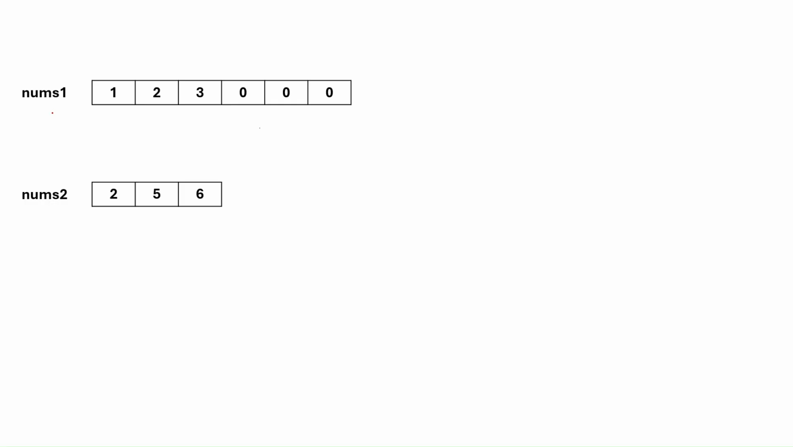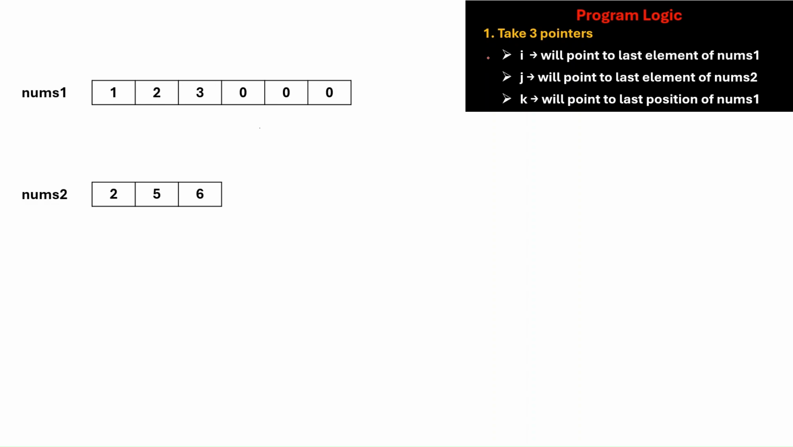I have written the same arrays nums1 and nums2 here. To solve the program, we need to take three pointers i, j and k. I will point to last element of nums1. So this is last element of nums1, i will point to this position. J will point to last element of nums2. So this is last element of nums2, j will point to this position. K will point to last position of nums1. This is the last position of nums1, k pointer will point here.